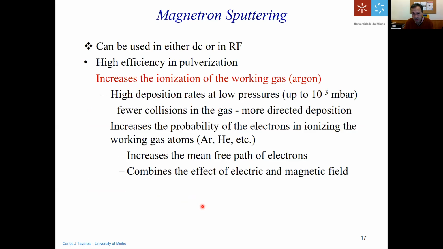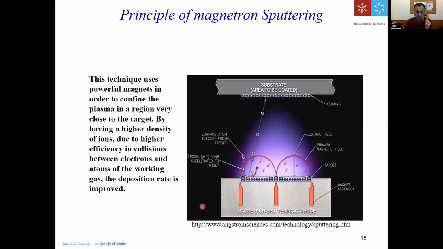Because in this range of pressure we have fewer collisions, the sputtered atoms will have a longer mean free path between collisions, so they will not lose much energy in the distance from the target to the substrate. It can be only 10 centimeters, but it's really crucial. It also increases the probability of electrons ionizing the working gas, which can be argon, helium, etc. So let's look again at a magnetron.